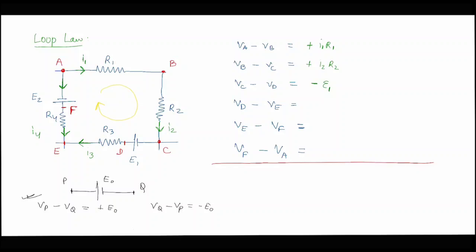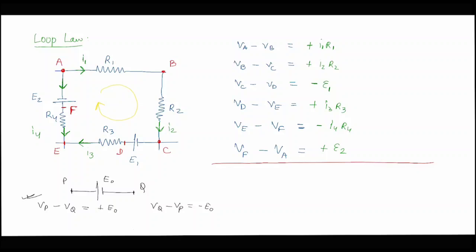So over here we are writing for the next, Vd minus Ve. Again we are in the direction of current, so it is plus I3 R3. For Ve and Vf, now we are going in the other direction of current, so we will be putting a negative sign, so it will become minus of I4 R4. So opposite to the direction of current, negative sign will be used. And then for writing Vf minus Va, we will put over here plus E2. So this is the way we apply Ohm's law multiple times in this entire circuit.